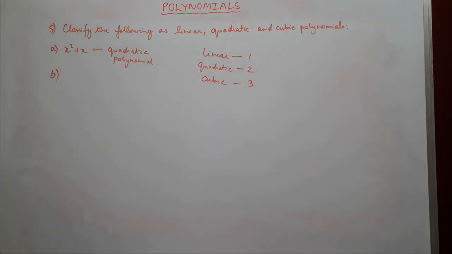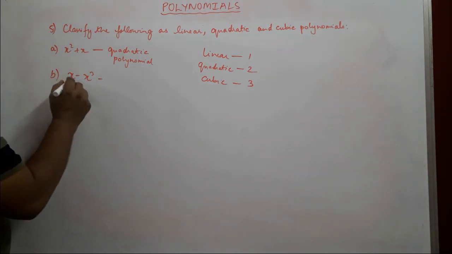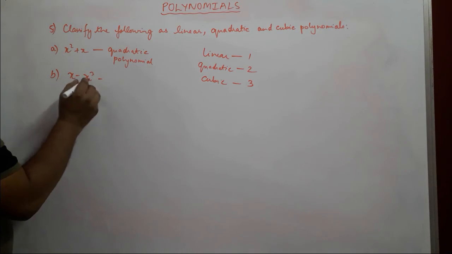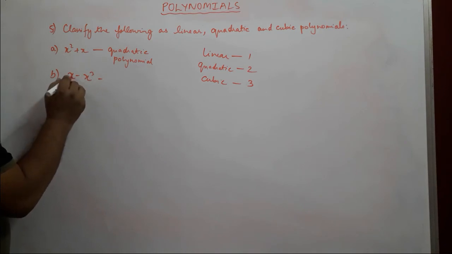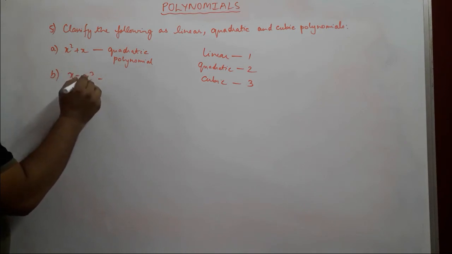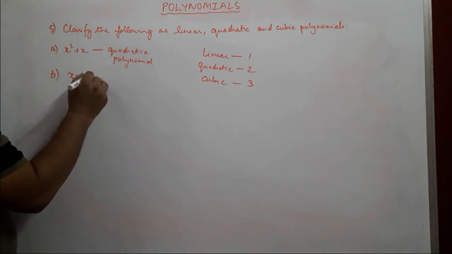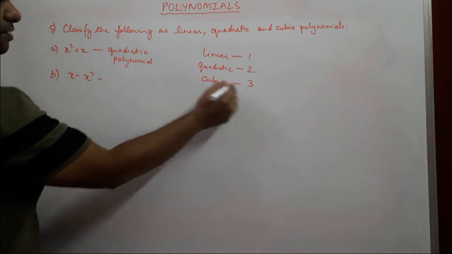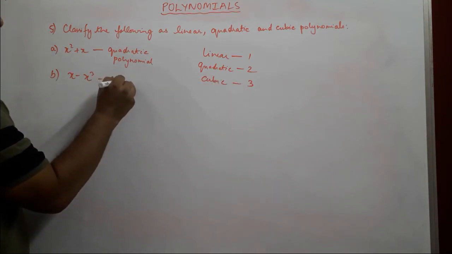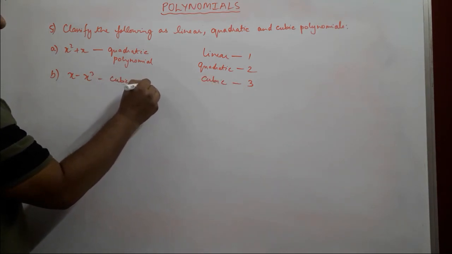Let's solve the next one, x minus x cube. Once again, there are two terms, x and x cube. The power of x is 1, power of x in this term is 3. So if 3 is the highest degree, that means it becomes a cubic polynomial.